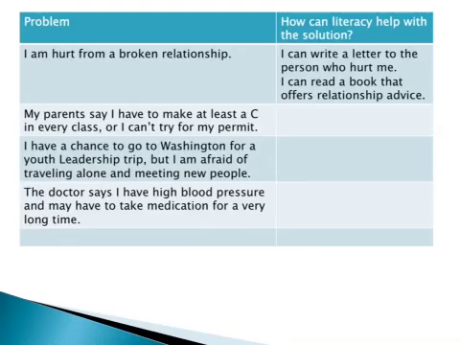So the second one says, my parents say I have to make at least a C in every class or I can't try for my permit. How can literacy help? Put your answer in the Edpuzzle box. Situation 3 says, I have a chance to go to Washington for a youth leadership trip, but I am afraid of traveling alone and meeting new people. Put your answer in the Edpuzzle box.